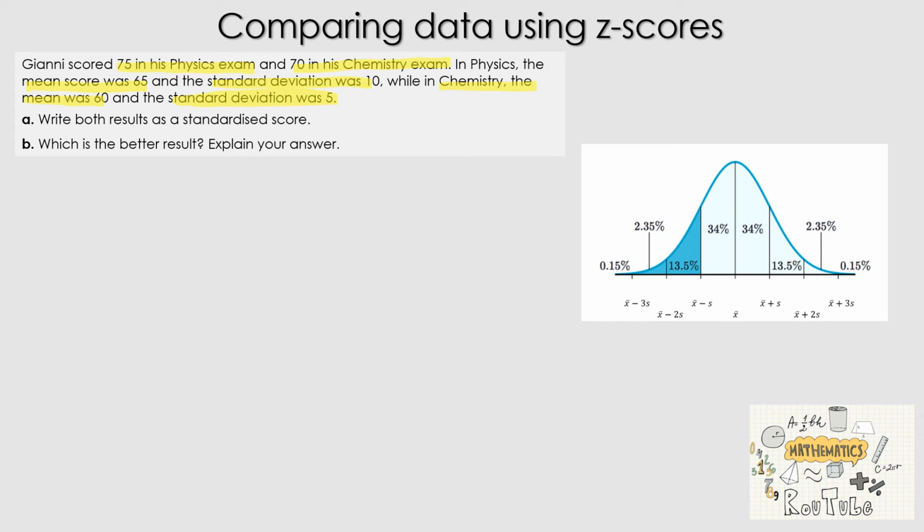So what we're going to do is split it up and work out the z-score. Let's do part A first. Let's not worry about the percentage distribution on the right, we'll worry about that in a second. So the first one we're going to do is physics. Let's work out the z-score for physics.